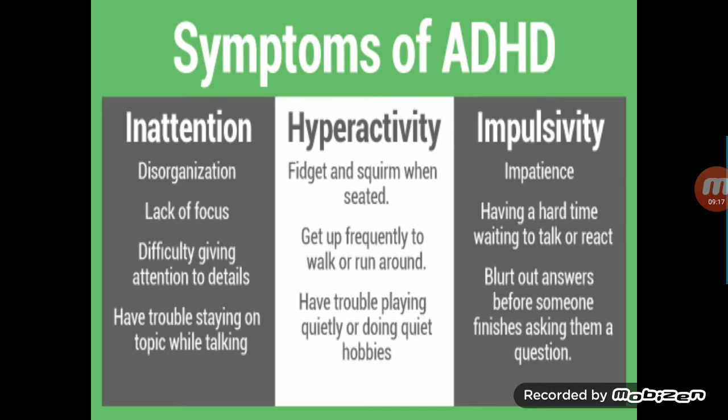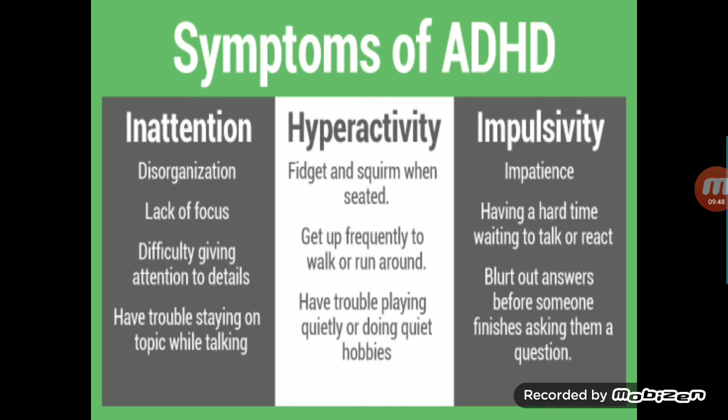Okay, so the first one is inattention behavior. The child will always be disorganized in everything they do, because of their less attention span, since their level of attention is very low. Because of that, they will be very much disorganized as compared to other normal children, and they will have a lack of focus. Also, they will have difficulty in giving attention to details.